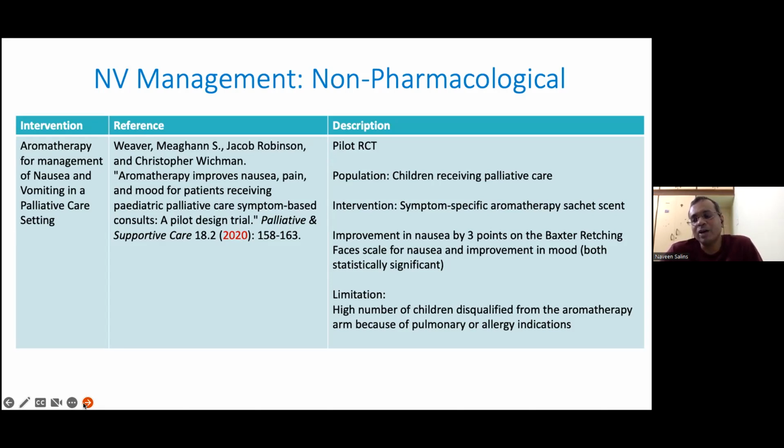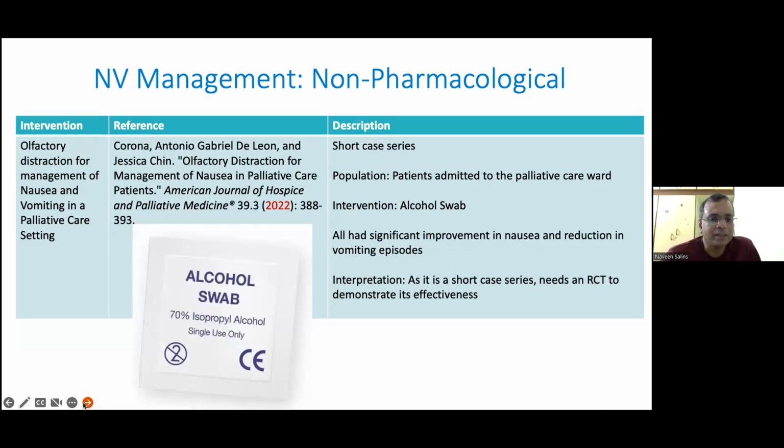However, the downside of this study was that a lot of children had allergy to this aromatherapy. Some people also had some bronchospasm. So again, it needs more evaluation. It's a 2020 study published in the Palliative and Supportive Care journal. Now, looking at another very interesting study, again very recent, 2022, published in the American Journal of Hospice and Palliative Medicine, they used a very simple technique called olfactory distraction.